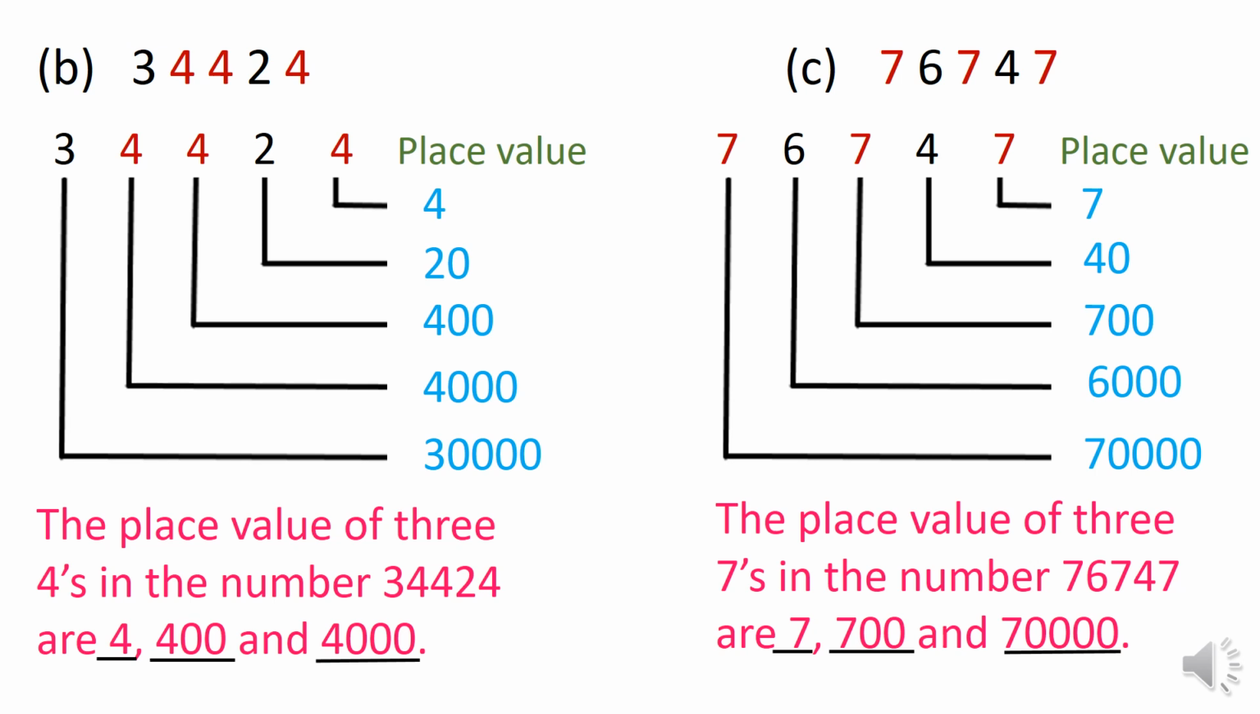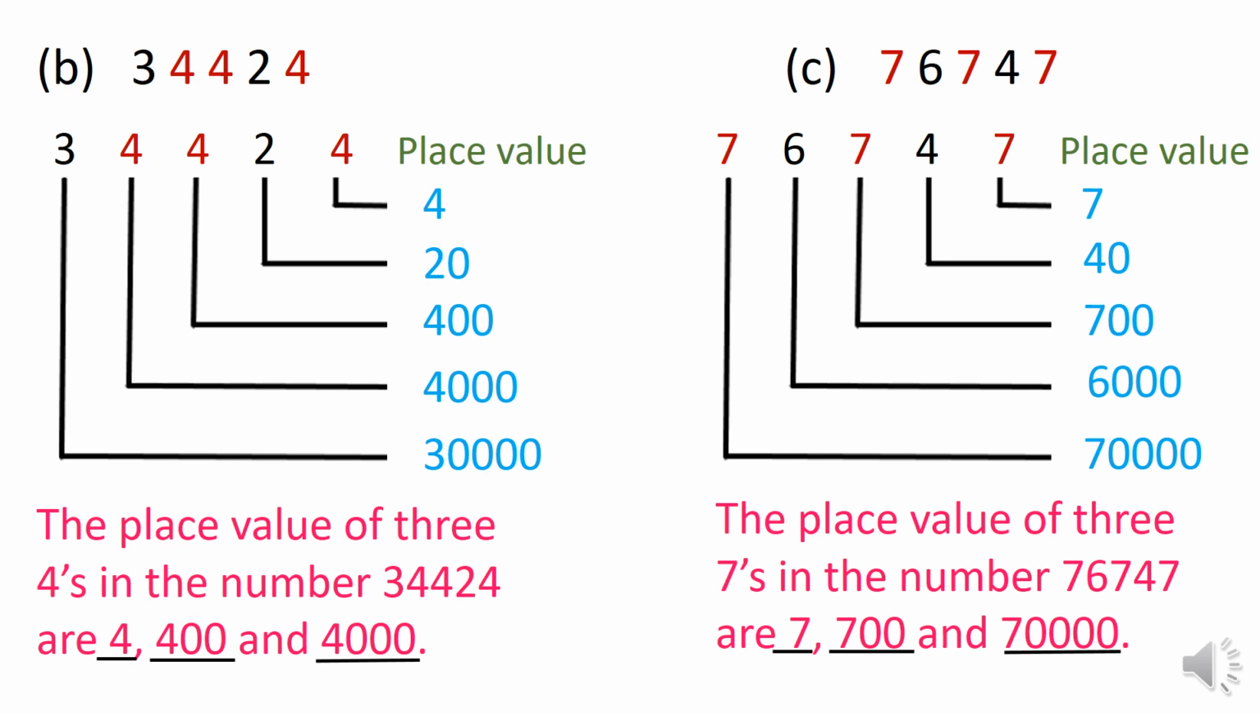Our next number is 76,747. Three sevens in the number 76,747 are colored. So our question is, find the place value of these three sevens. 76,747. This number has 7 ones, 4 tens, 7 hundreds, 6 thousands and 7 10,000s.